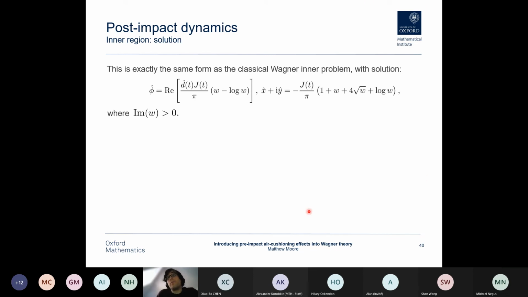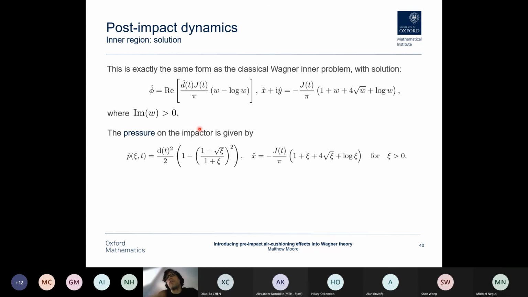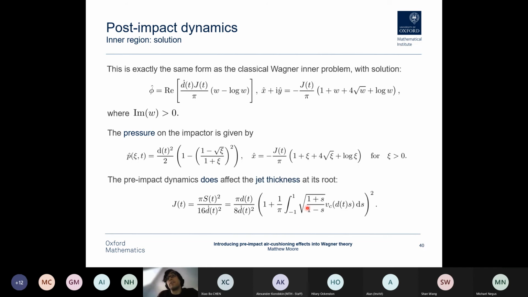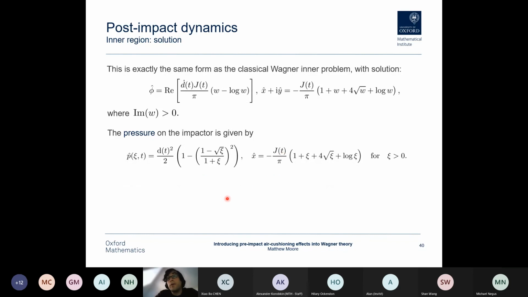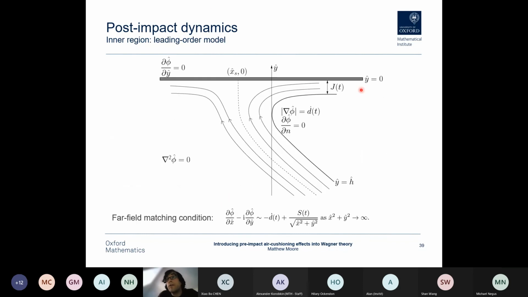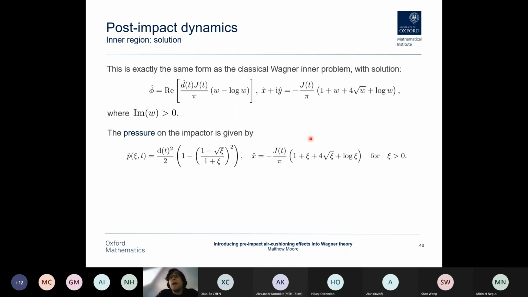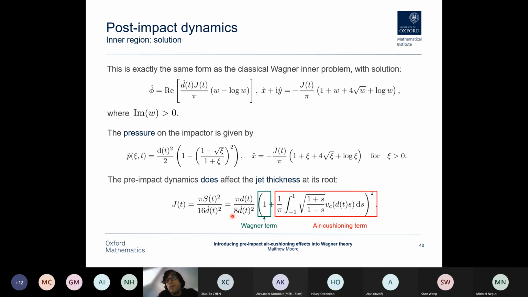So you get this parametric form for the flow in this inner region, and the corresponding pressure on the body, which you're going to need to work out what the impact force is. So all of this is the same as Wagner theory, but it's the J of t here which is going to show some effect due to the air dynamics. And this J of t, if we go back to that picture, is this asymptotic thickness of the jet as we move off in this direction. So it's this thickness here. And it has an expression where the Wagner term is this first term, pi d over 8 d dot. But then there's again this correction due to the pre-impact dynamics.